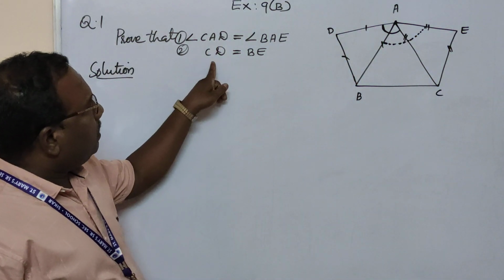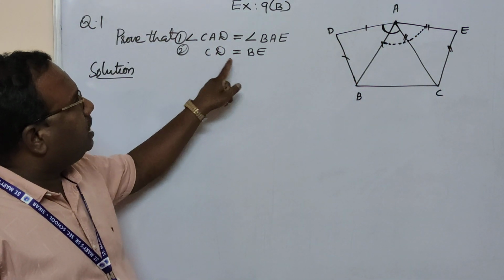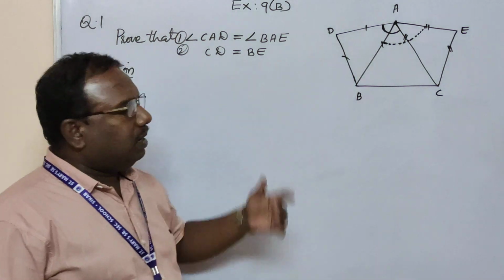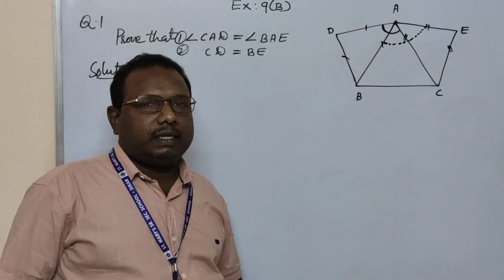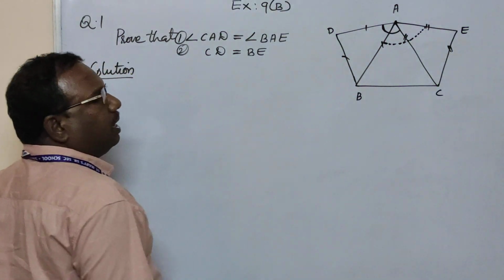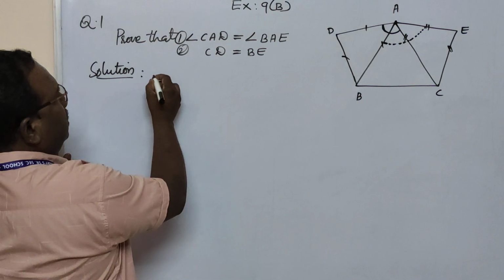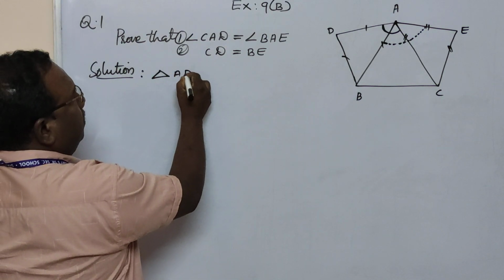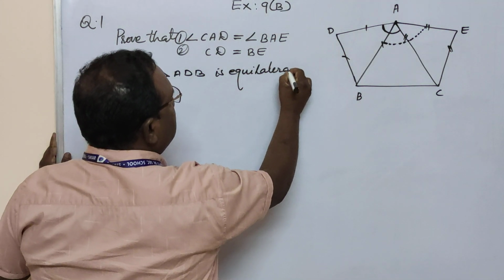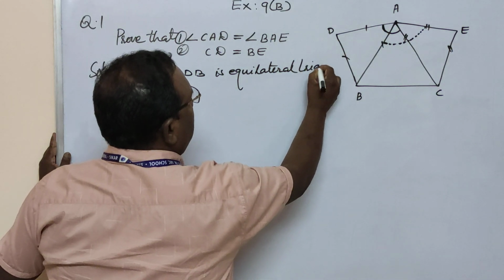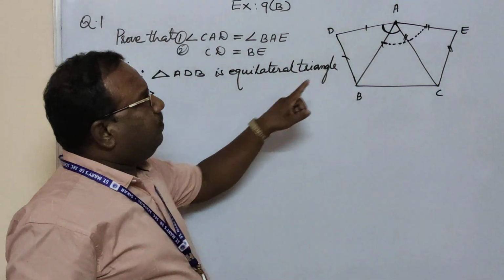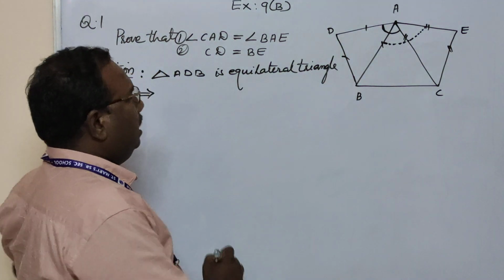Okay. Now the second part is CD equal to BE. Prove that CD equal to BE. Let us discuss this second part later after doing the first part. Now, you know, triangle ADB is an equilateral triangle. So, let's write: triangle ADB is an equilateral triangle, which implies each of its angles is 60 degrees.